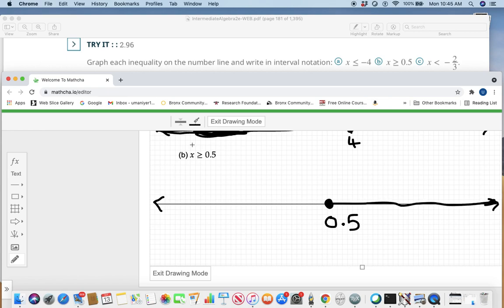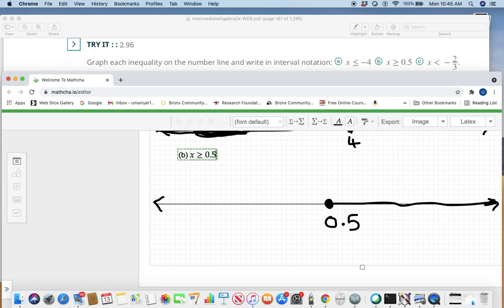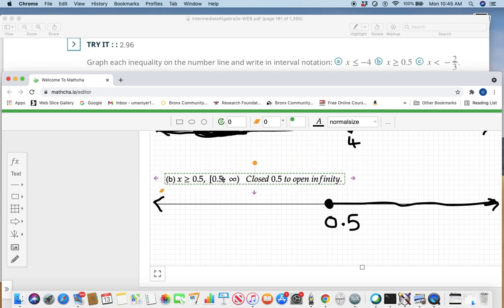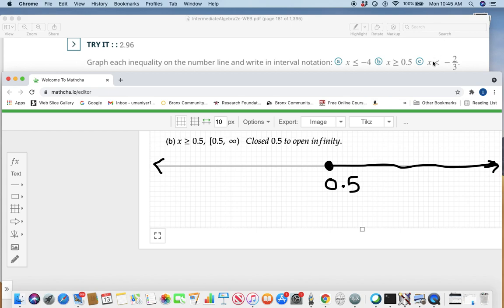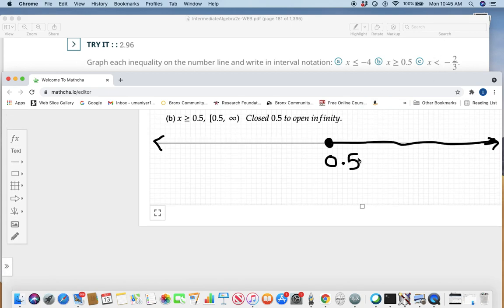Okay, so you always start writing your interval starting from the leftmost point of your shaded region. Leftmost point is 0.5, which is filled in, so it's bracket 0.5 all the way to infinity, and infinity is always parenthesis. So this is read as closed 0.5 to open infinity. Okay. Next.